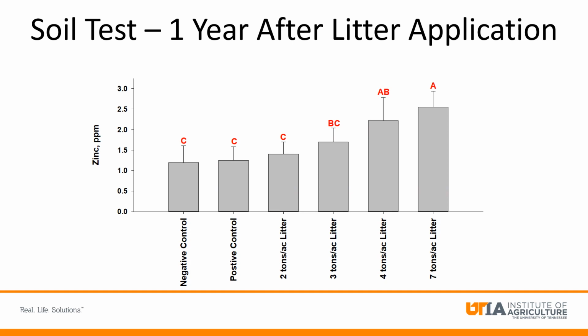It's not just the primary plant nutrients that we expect to enrich in soils with litter applications. In this graph here, again, this is the same soil test 1 year after litter application, collected at soybean planting for 2020. This is results here for zinc, and we can see that we clearly did have an impact in soil zinc concentrations with our increasing litter application rates.